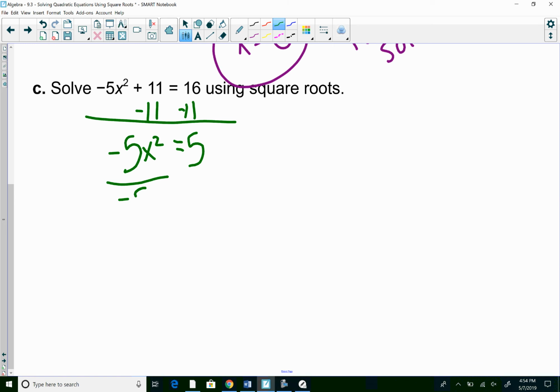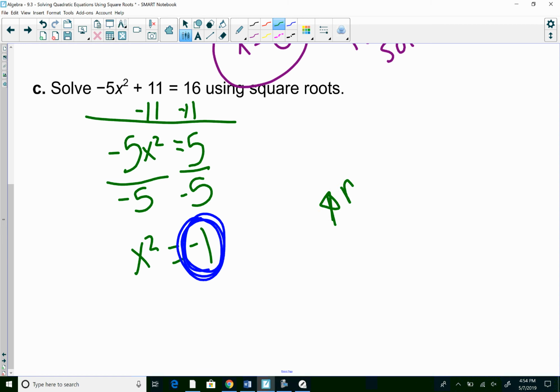Now again, just working on getting x all by itself, we're going to divide both sides by -5. So that's going to turn into -1. Remember, you cannot take the square root of a negative number. So when you get to this point where you can't go any further, automatically you have no solution, again, because you can't take the square root of a negative number.